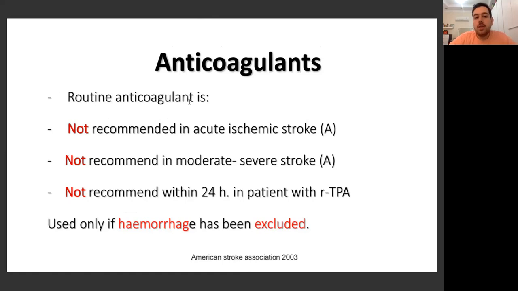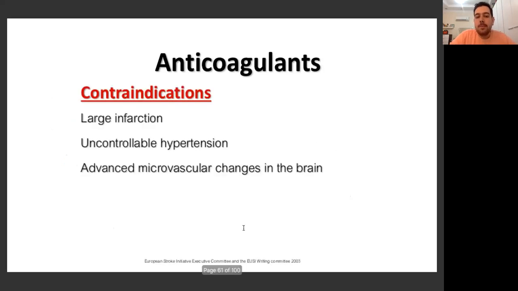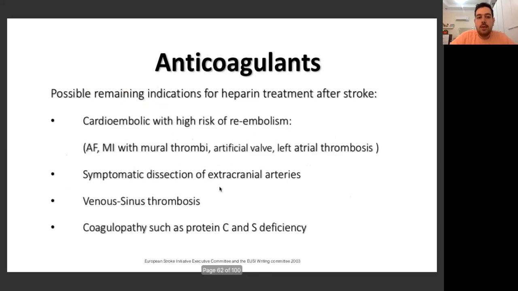So routine anticoagulation is not recommended in ischemic stroke, in moderate to severe stroke, or in patients who are given TPA in the first 24 hours, okay? And whatever the cause, whether we decided to give anticoagulation or not, we never give it if the cause is a hemorrhage. If the cause is a hemorrhagic stroke, you don't want to increase the chance of bleeding and the patient is already bleeding, okay? You will be killing the patient otherwise. These are contraindications to anticoagulation: if the patient has a large infarction, uncontrolled hypertension, or microvascular changes in the brain.